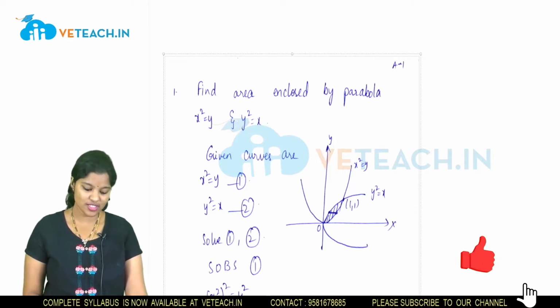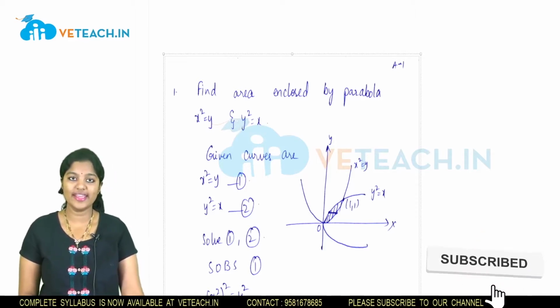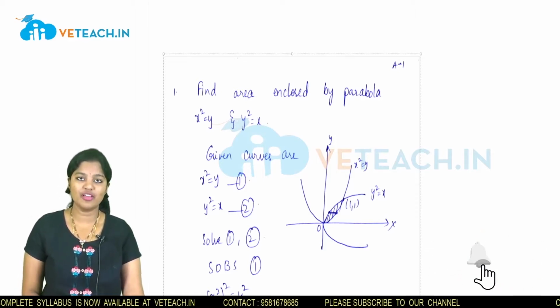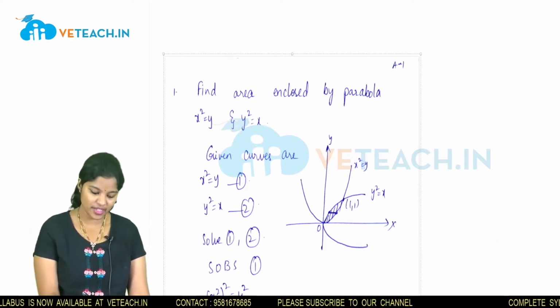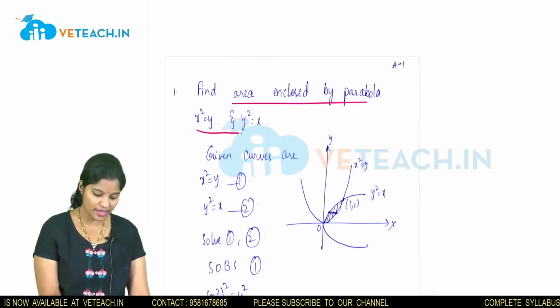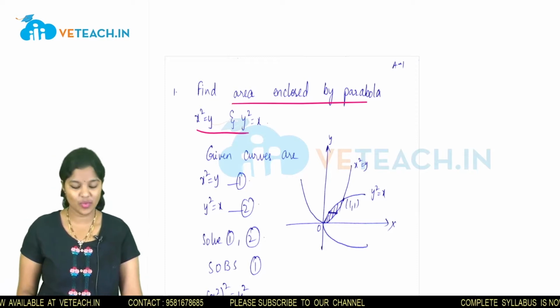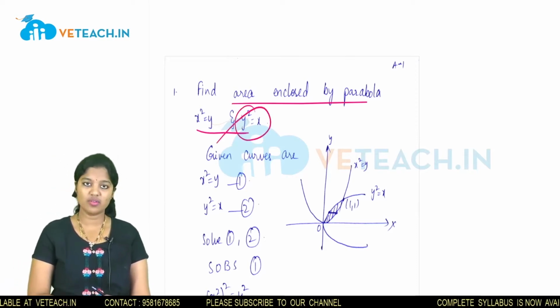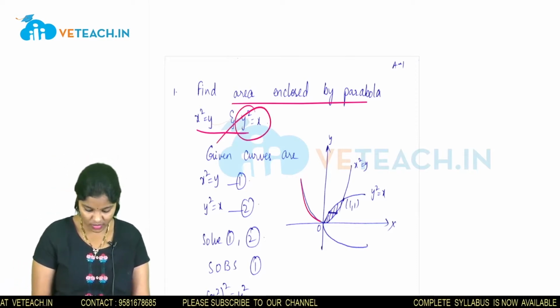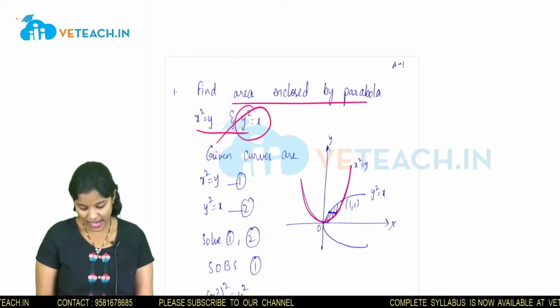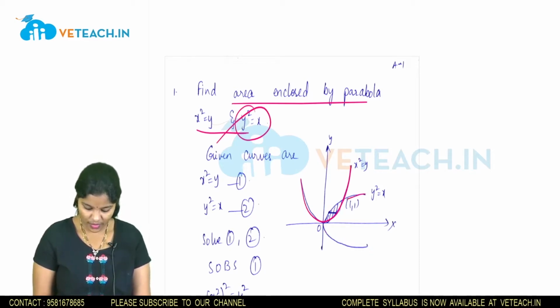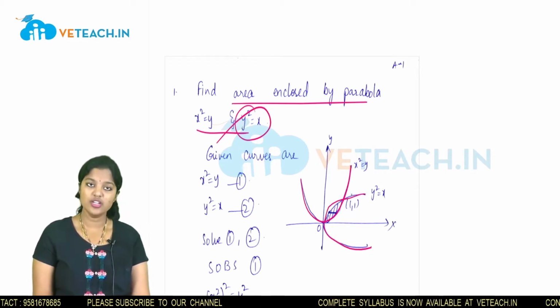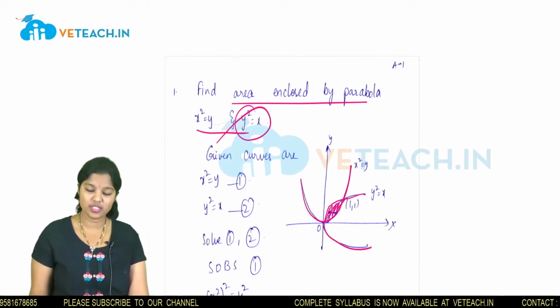Today I am going to discuss the topic of finding areas and volumes in Unit 5 of J into K. Now take a simple example here. Find the area enclosed by the parabolas. Here the given curves are x square equals y and y square equals x. The curve x square equals y will be in this form, and y square equals x will be in this form. So we should find the area which is in between them.